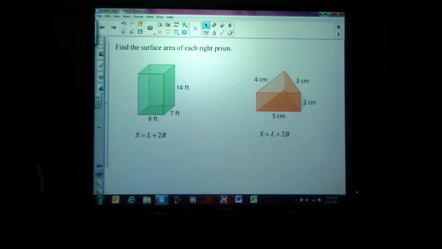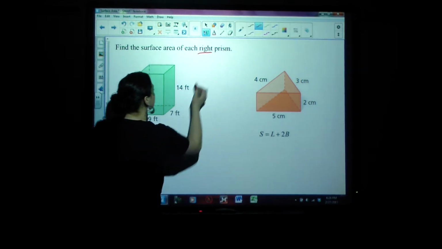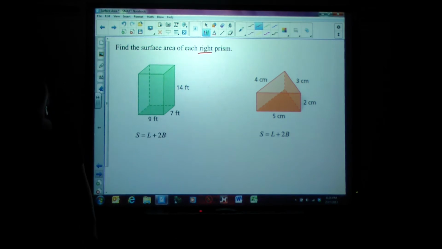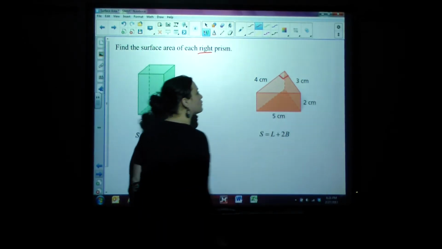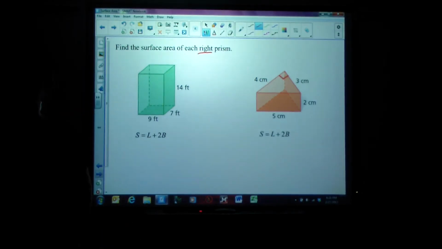All right, let's try two examples. Here are two right prisms. What's important to remember here is that they are called right prisms, which means we have some kind of right angle. In this case, we would have rectangles that would stand nicely. And in this case, we have triangles, and we actually happen to have a right angle on that triangle. That's going to help us find the area much more efficiently and quicker.